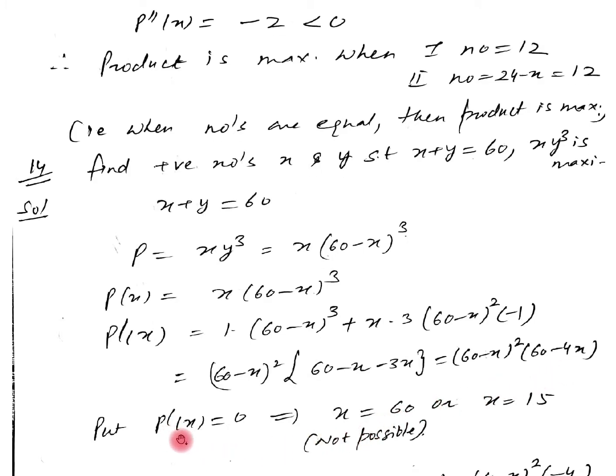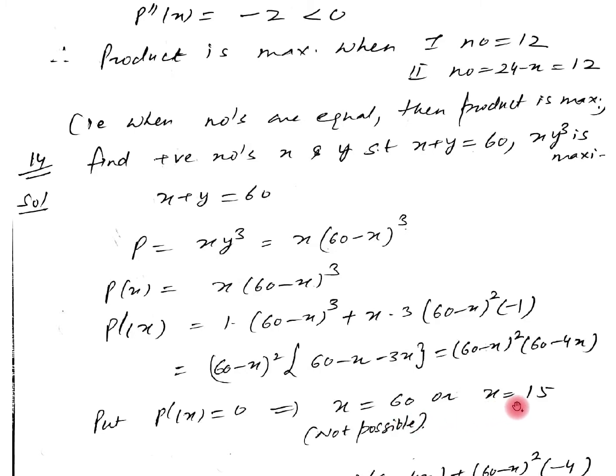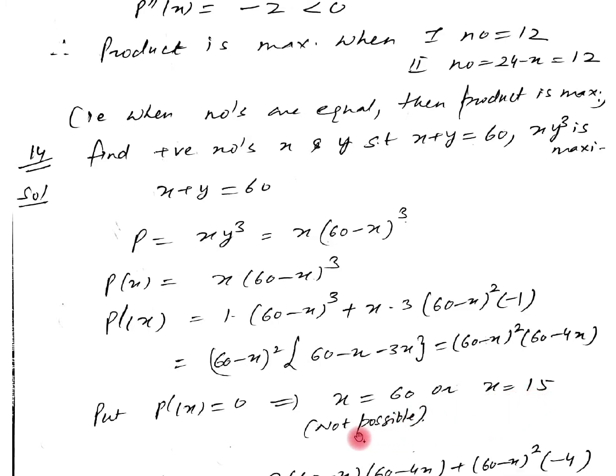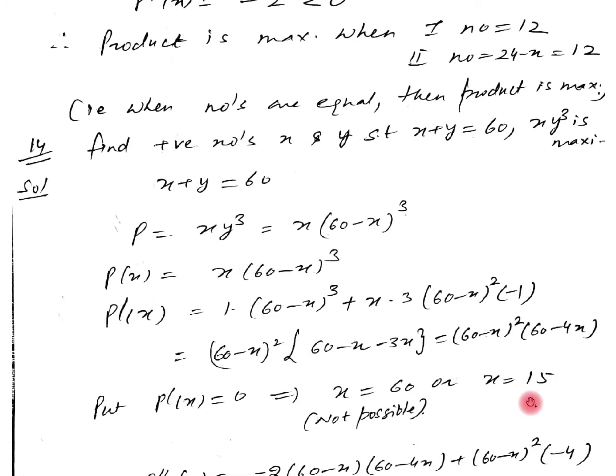Then again putting P dash x equal to 0, either x equals 60 or x equals 15. But x cannot be 60 because the sum of the numbers is 60. So one number cannot be 60. Therefore x equals 15.